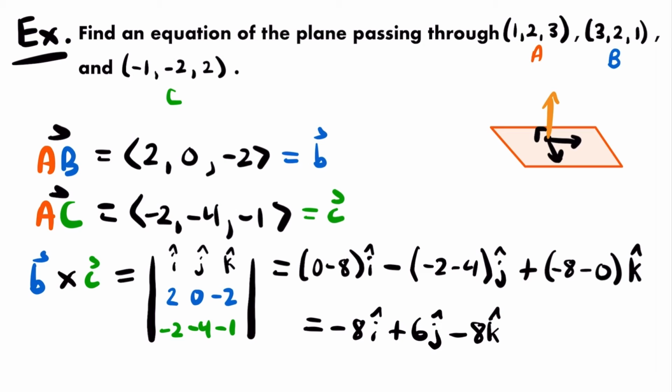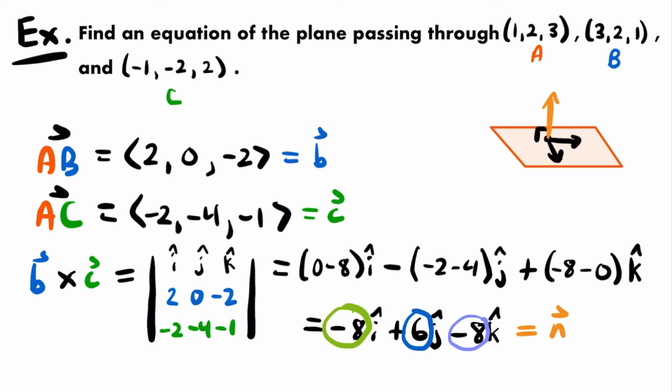All right, and so what we have right here is a vector that is perpendicular to both vector ab and vector ac, two vectors in our plane, and so this cross product vector is also a normal vector for this plane. Okay, and so we would call this our normal vector. The value of a, or the x component, is -8, the value of b, or the y component, is 6, and the value of c, or the z component, is -8.